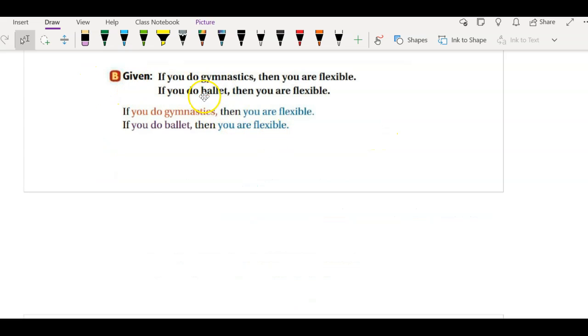Now let's take a look at this example. If you do gymnastics, then you are flexible. If you do ballet, then you are flexible. So both conclusions are the same. The conclusions didn't change, so we cannot use the law of syllogism. So we cannot draw any conclusions.